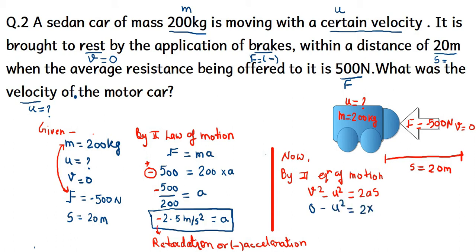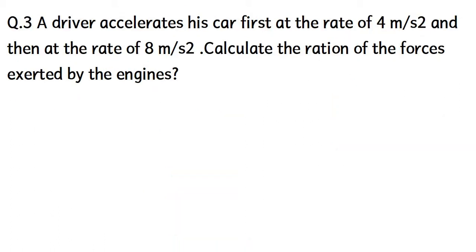By placing the value, solving this equation, we will have u square is equals to 100, then u is equals to 10 meter per second. So the car was moving with the initial velocity 10 meter per second.